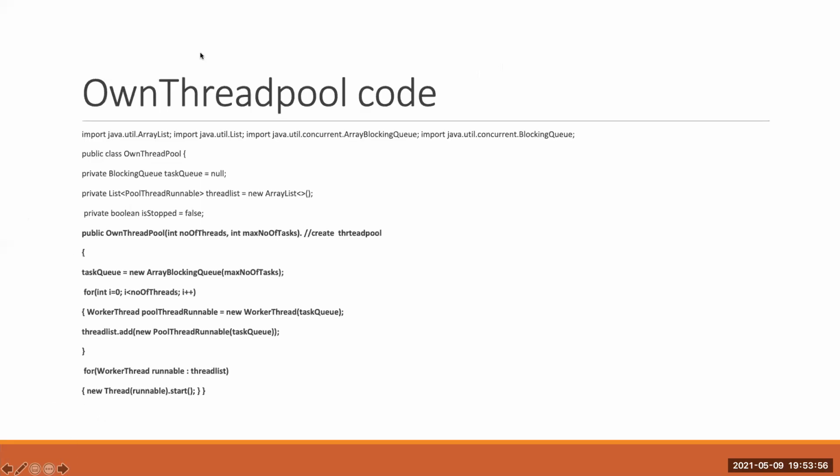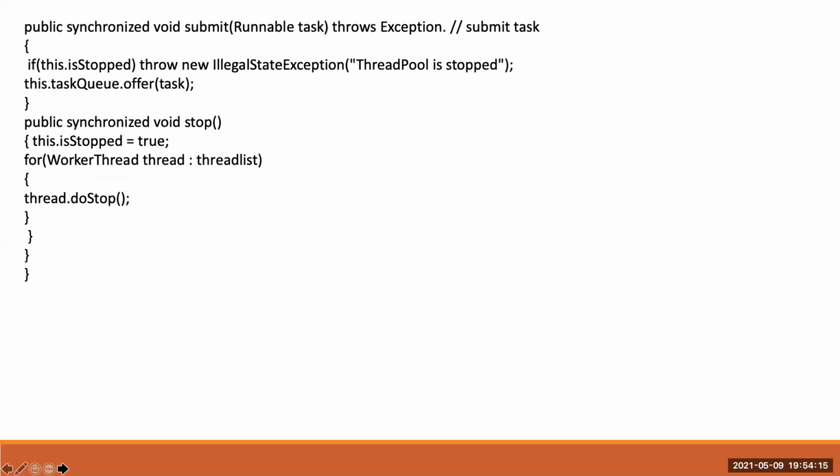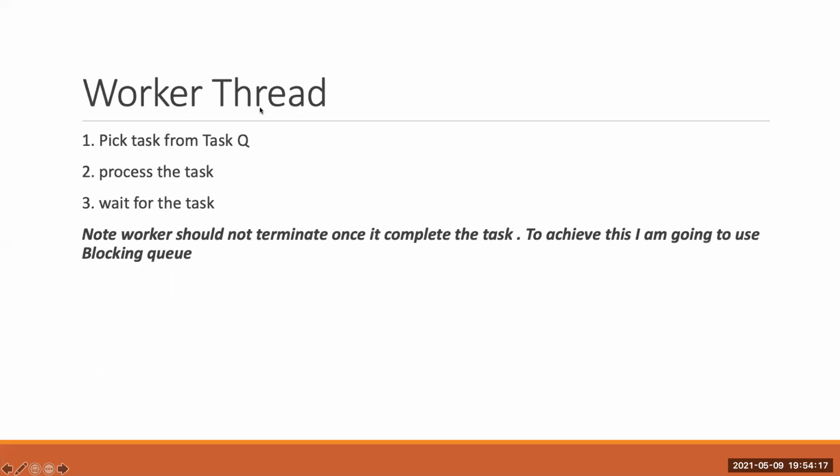These three methods, create, submit, and stop, should be there in one thread pool class. It's a normal plain Java class. Then the third will be the worker thread.